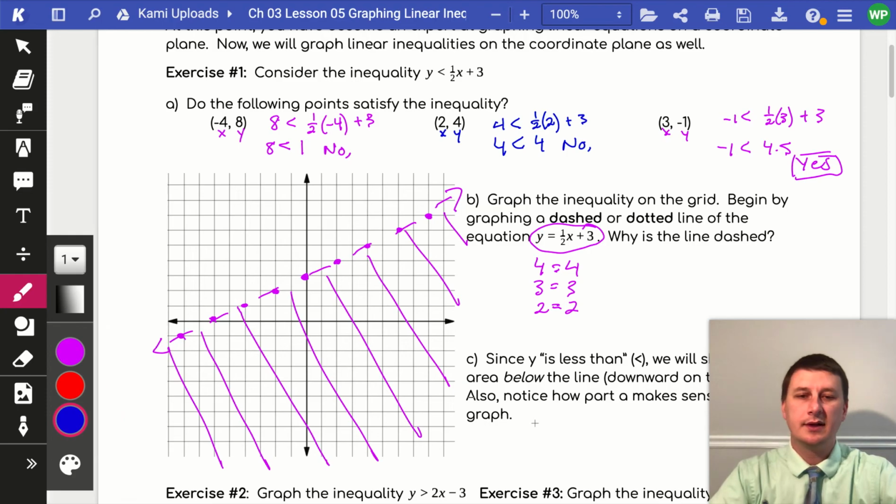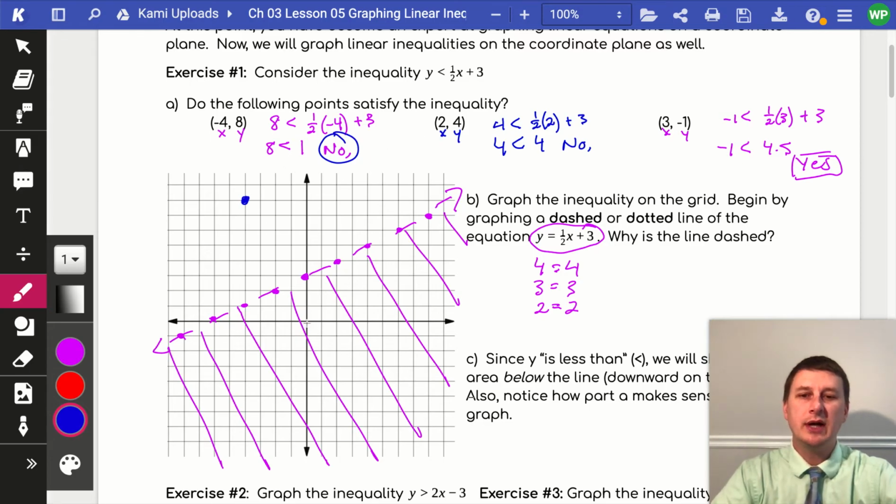So now, it says also notice how part A makes sense with the graph. So let's graph this first point, negative 4, 8. Where does that point show up? Negative 1, 2, 3, 4. 1, 2, 3, 4, 5, 6, 7, 8. It shows up right there. Notice how this point's not in the shaded region. That's why it was not a solution.